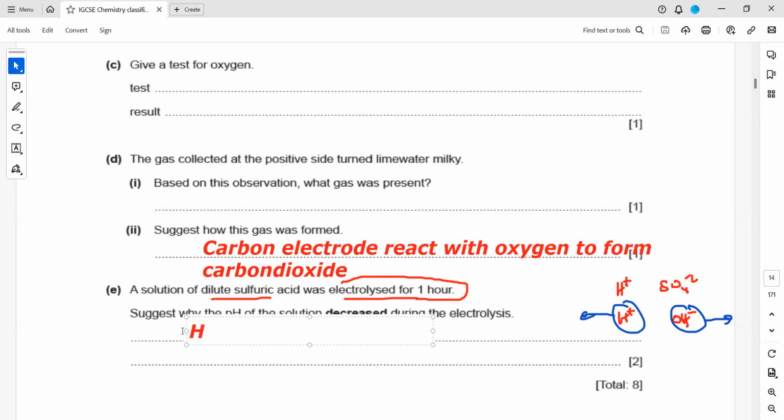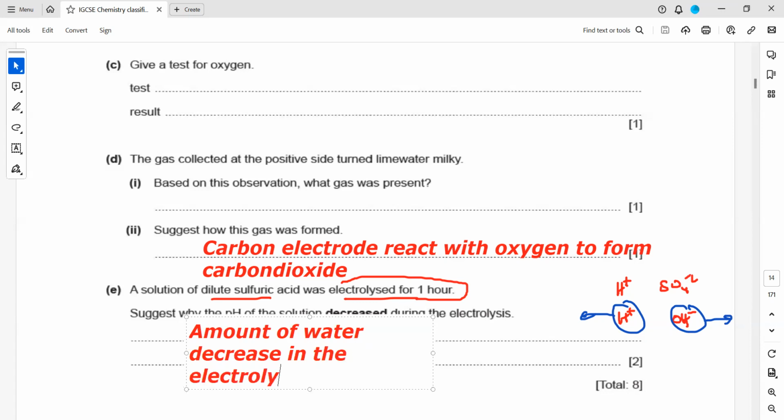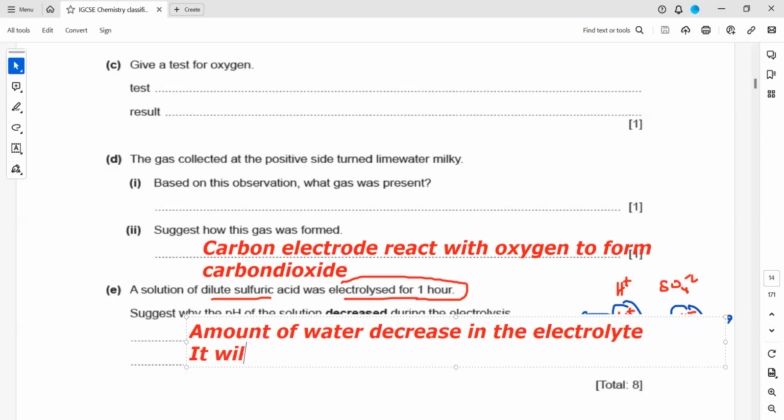The water is removed, or the amount of water decreases in the electrolyte. As the amount of water decreases in the electrolyte, it will turn into concentrated sulfuric acid, which lowers the pH.